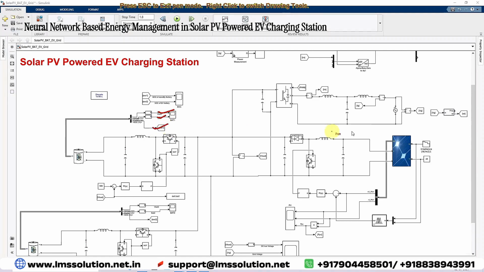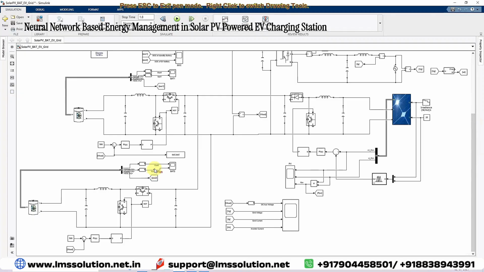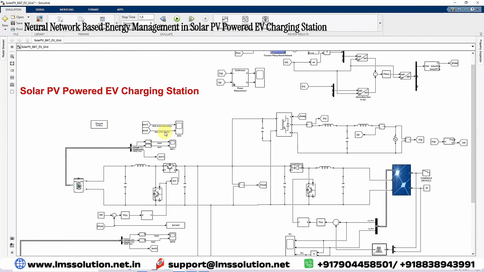Here we have to measure the SOC, and then here we are going to measure the EV battery voltage and current and the SOC of the battery. Finally, we see the SOC of the battery in this scope. So next we are going to discuss about the grid.